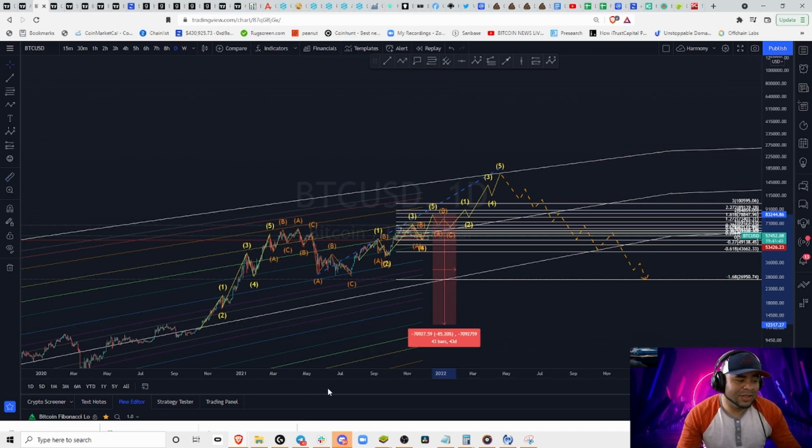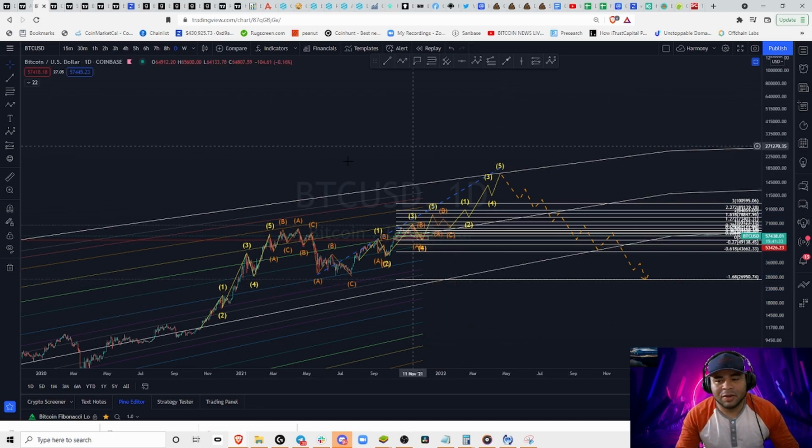I know that sounds a little insane as far as price, but I think you can see it right there, right? So don't shoot the messenger. I'm just showing you guys how this works. So that would be the overall outlook of the market right now.